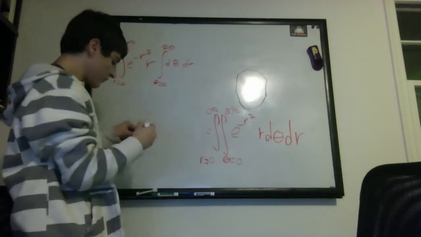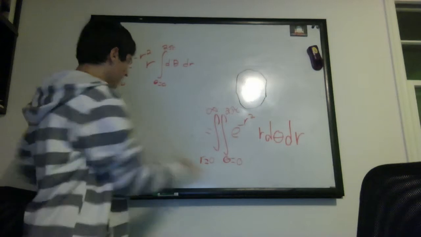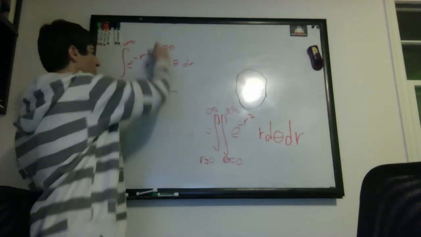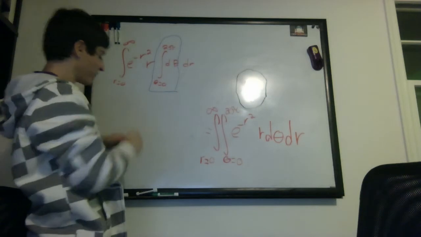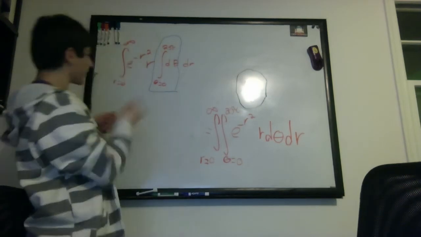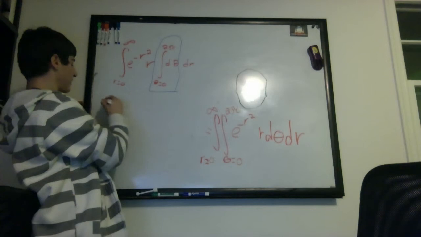Basically we get this part, and then once we have this part we can calculate the whole thing. So I'm going to rewrite the outside part, and then in blue I'll figure out what the inside part is.